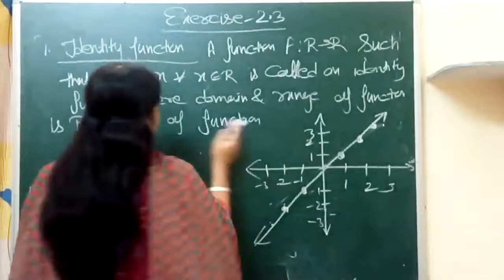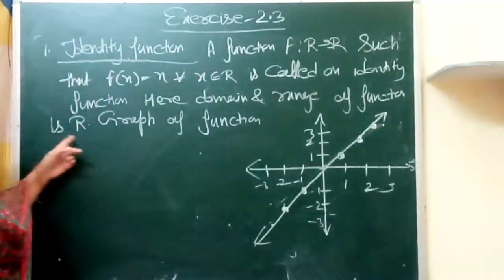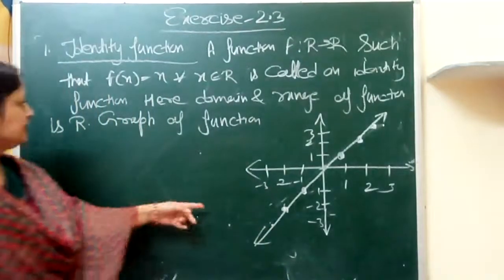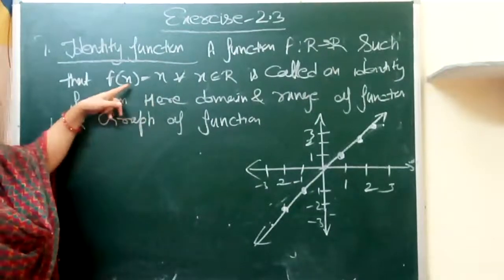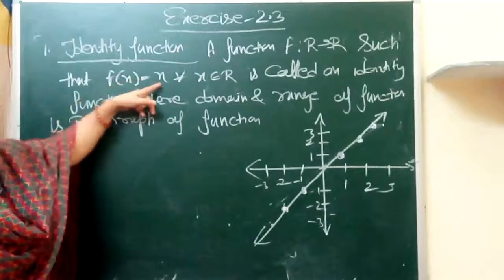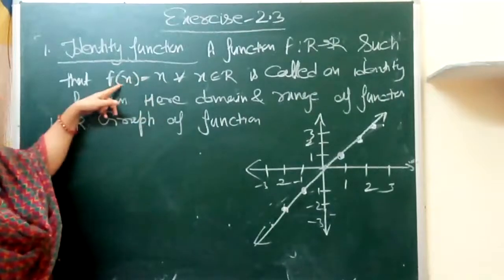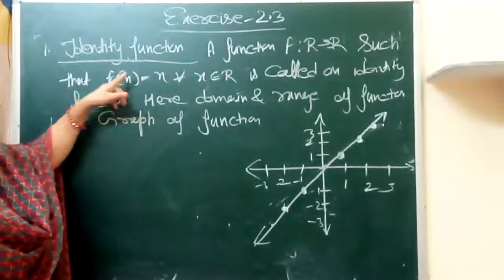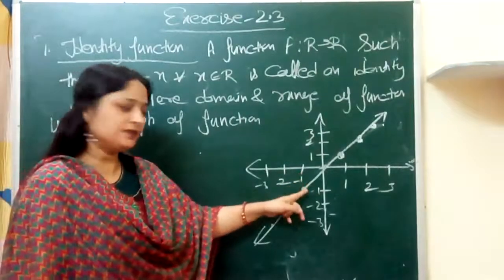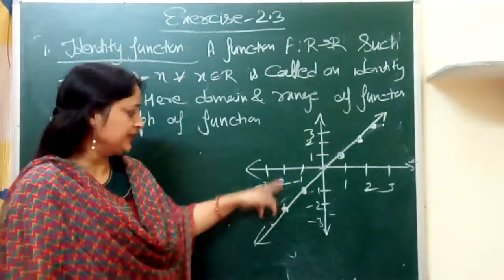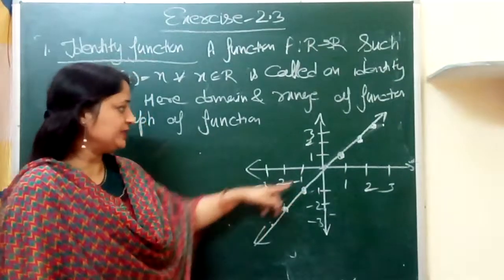Now the graph of the function is this one. If f of x is equal to x, it means all real numbers. When f of -1, it will come -1. When f of -2, it will come -2. F of -3, it will come -3. Similarly 1 to 1, 2 to 2, and 3 to 3. So this is the identity function.